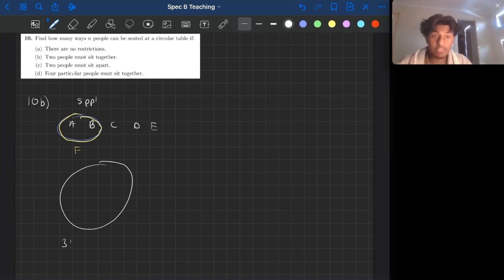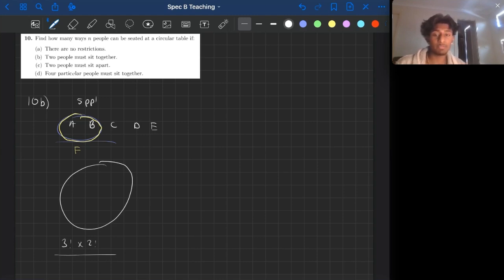However, within this A and B group here, it can actually be A then B or B then A. There are different arrangements within that group itself. So how many ways within this group can you list the 2 people? It's going to be 2 factorial, because there's 2 people and 2 positions. So overall, there's going to be 3 factorial times 2 factorial, and that's going to be the number of arrangements where 2 people must sit together.